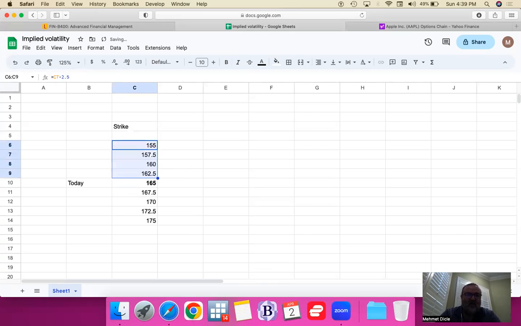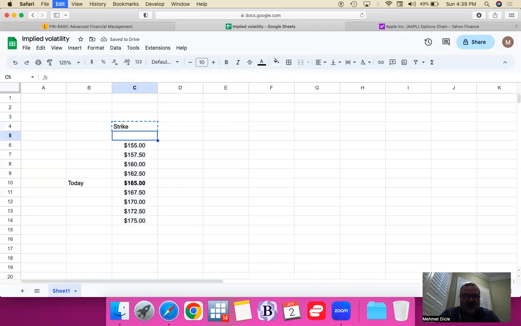That's it. So let's make them look nice. So this strike, let's put it right here. Now, we also want this to be April 21st. And then we're going to do May the 19th. We need two maturities, right?